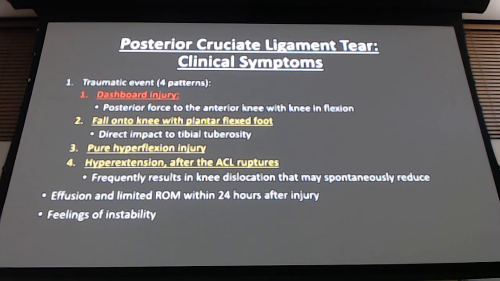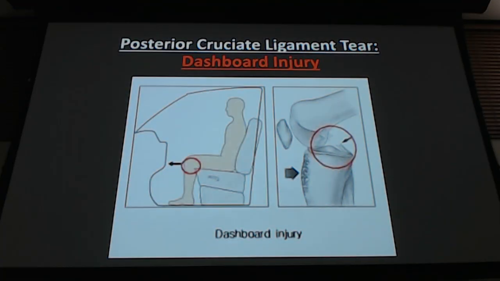So effusion, limited range of motion within 24 hours after injury, and subsequently they're going to get that swelling, right? Are you going to be able to get a good exam on them? Not normally, okay? Not normally. But then after the swelling goes down, then they'll have those feelings of instability. And we talked about that before with ACLs, right? Initially, your exam will be limited, but then after the swelling goes down, you'll do a better exam and you'll be able to elicit that instability. Good to go?